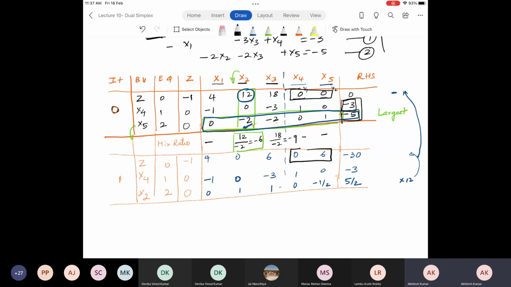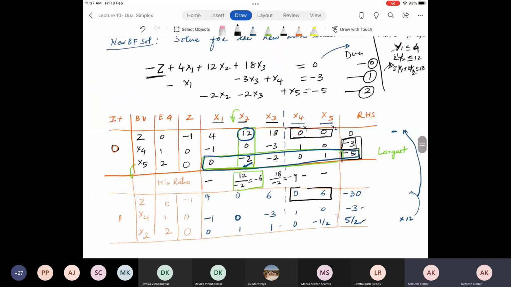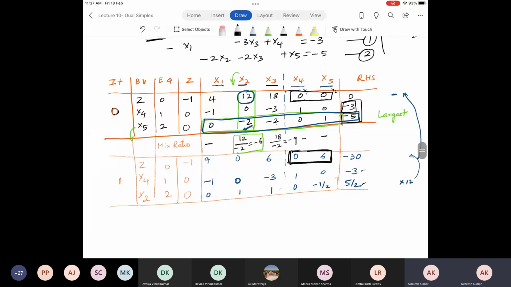So try with 0, 6. You already know in the window glass problem 0, 6 is an optimal, feasible solution, right? But minus 3 and 5 by 2 again is not feasible to this problem. So far you are maintaining the dual feasibility, but your primal feasibility is not maintained. The moment both feasibilities are restored, it will be optimal. Earlier, in primal simplex, we were maintaining the primal feasibility, but dual feasibility was not maintained.